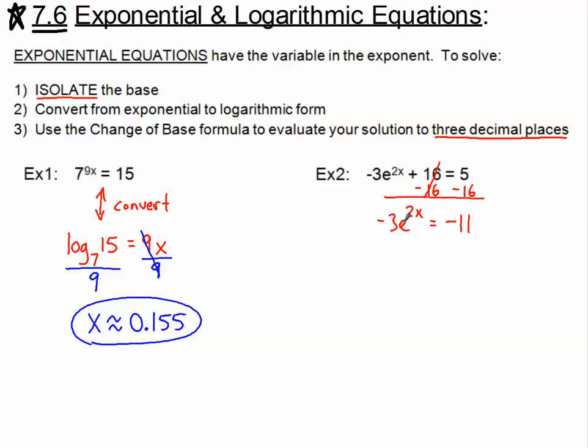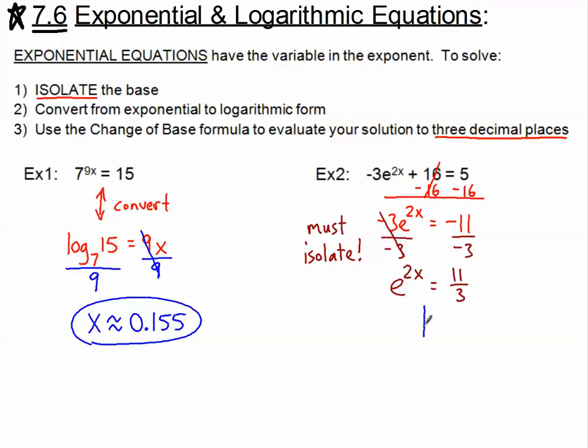The base is still not isolated because we have this negative 3 as a coefficient. That's just being multiplied to my power here. So I'm going to divide by negative 3, and then I will have e to the 2x is equal to, a negative divided by a negative is a positive, so I'll just leave that as an improper fraction, 11/3. Now that my base is isolated, we can convert out of exponential form and into logarithmic form.